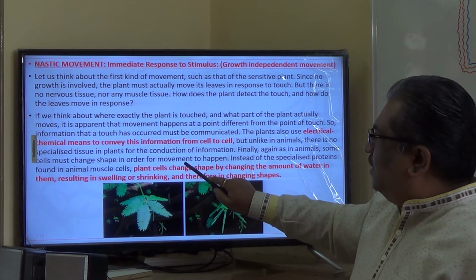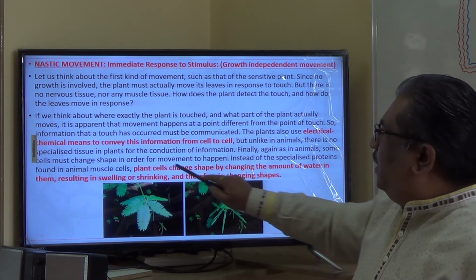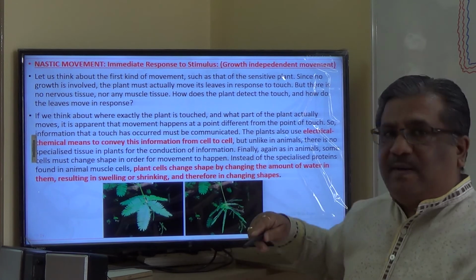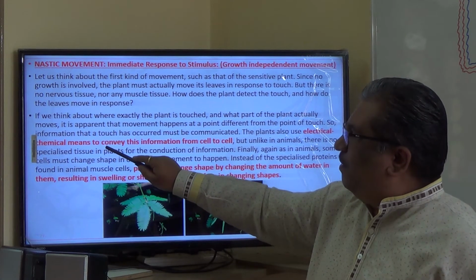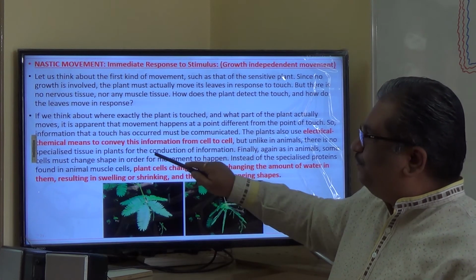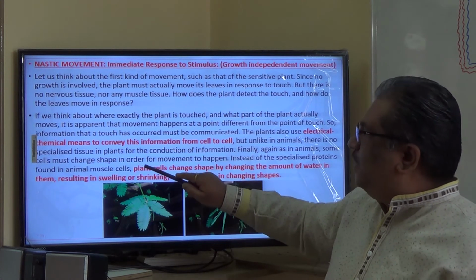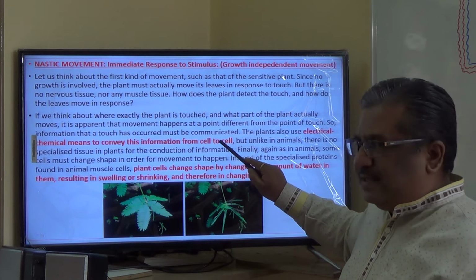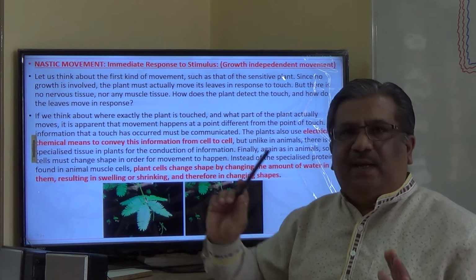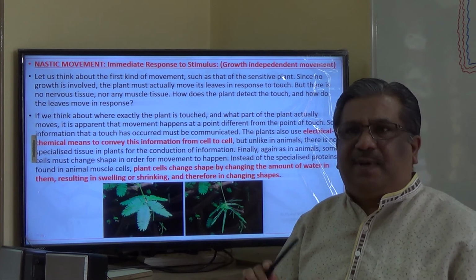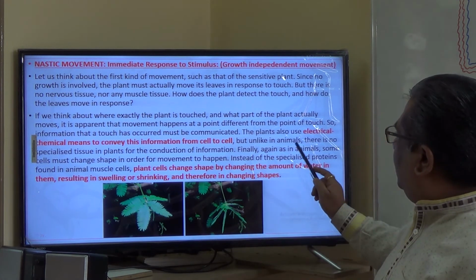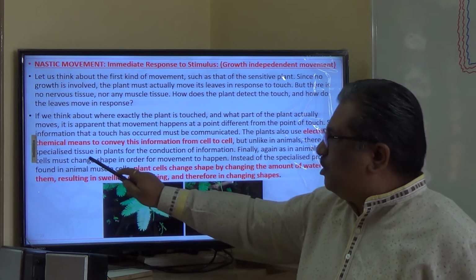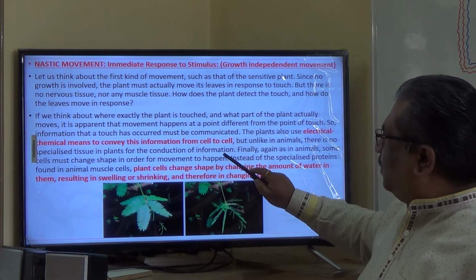But in plant cells, you do not have any special nervous system, neither muscles, but definitely the transfer of the message of touch is taking place from one cell to another, adjacent cell, by electrical and chemical means. Do you understand that? It is taking place by electrical and chemical means from cell to cell. But unlike in animals, there is no specialized tissue in plants for the conduction of information.